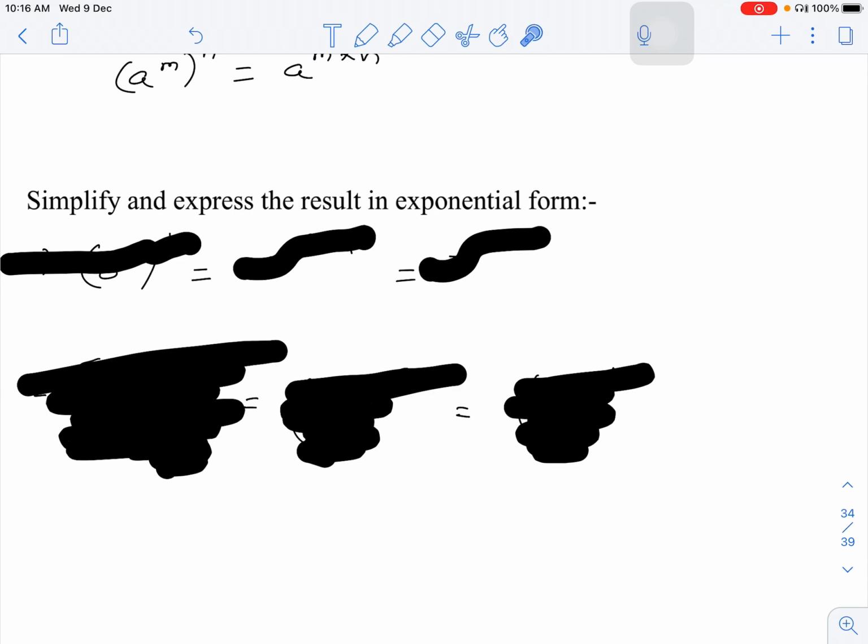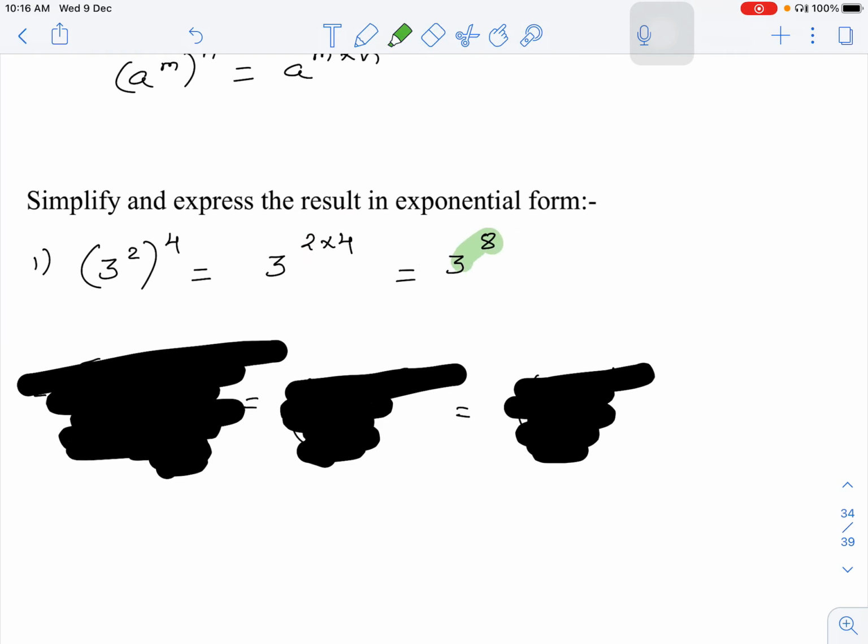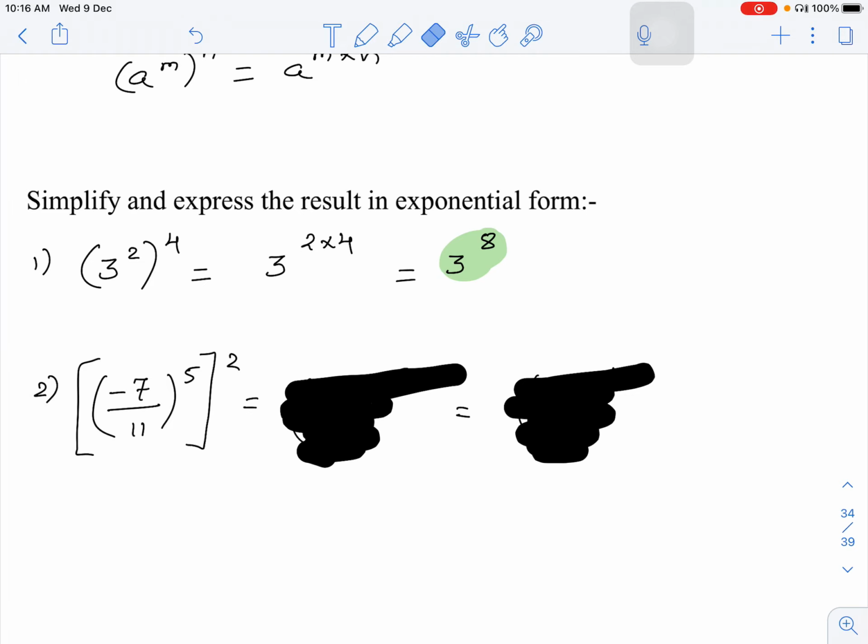It is given: simplify and express the result in exponential form. Okay, so now we have (3^2)^4. So power to power. During such a condition, what will we do? We will multiply these powers with each other. So we get it as 3^(2×4). Now 2 fours are 8. So our final answer will be 3^8. Okay. Let us consider the next example.